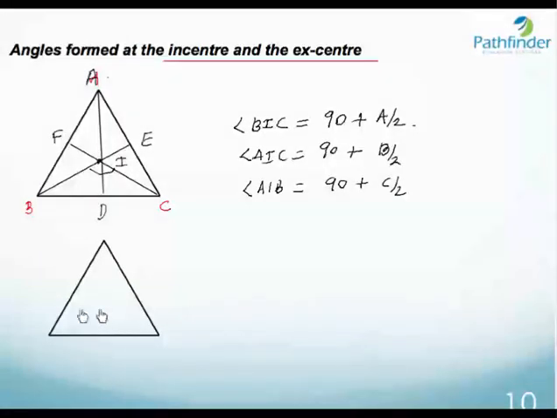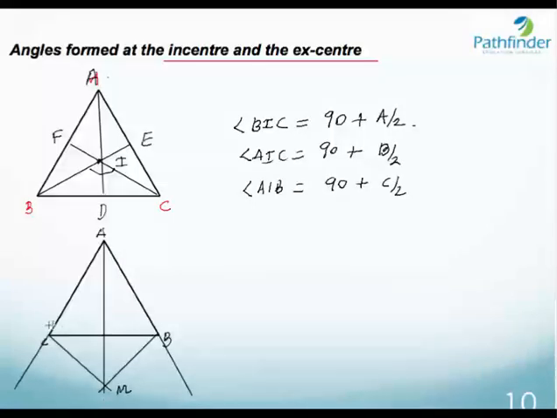So let us draw one. We have triangle ABC and we have the three angle bisectors. AM is the internal angle bisector. CM and BM are the two external angle bisectors. They meet at M. So what can we say about angle CMB?